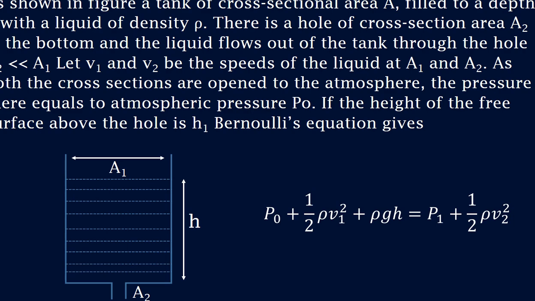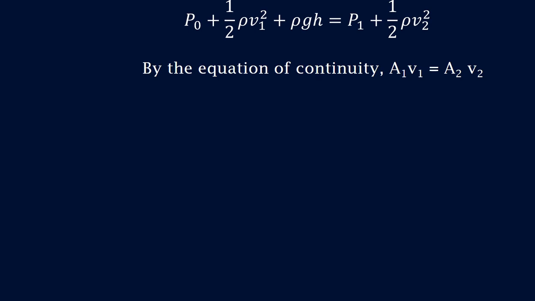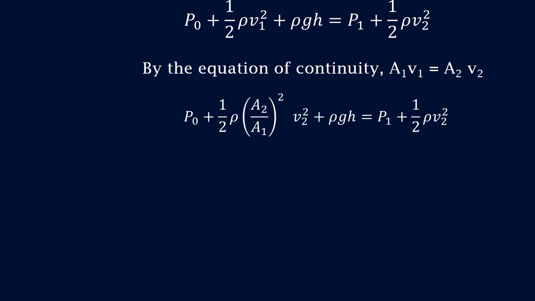By the equation of continuity, A1 V1 = A2 V2, we get P0 + (1/2) rho (A2/A1)^2 V2^2 + rho g h = P1 + (1/2) rho V2^2. On simplifying, we get V2 = sqrt(2gh / (1 - (A2/A1)^2)).